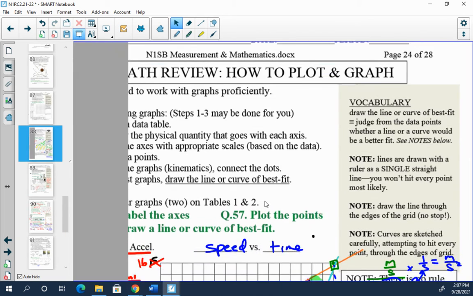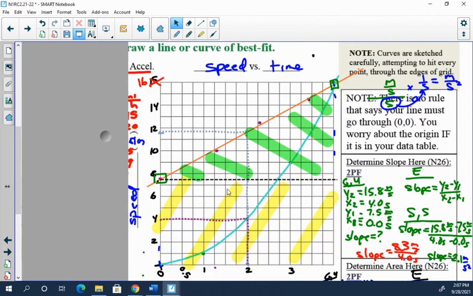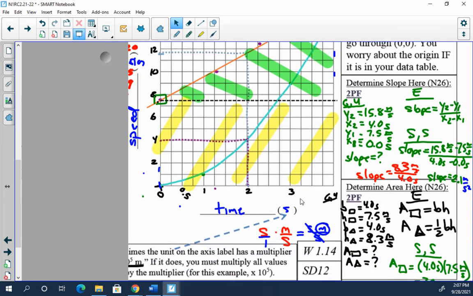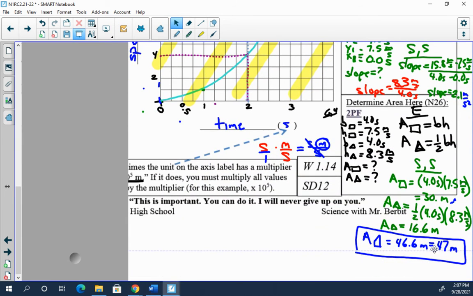One more time, because the axes here are speed versus time, area represents speed multiplied by time, v times t, which is d, distance. So that's saying that this area underneath, the yellow and the green together, should equal the distance that the object traveled. And as it turns out, we found that area to be 47 meters, a distance.